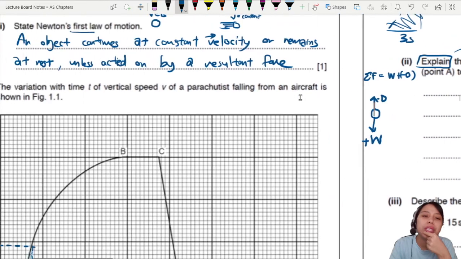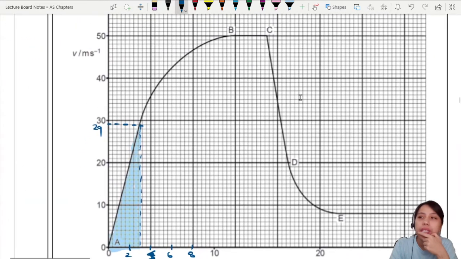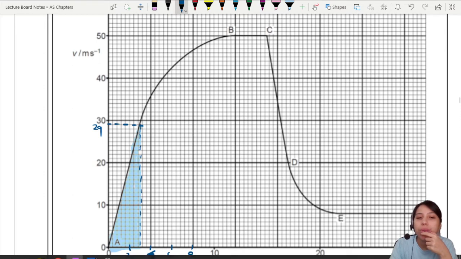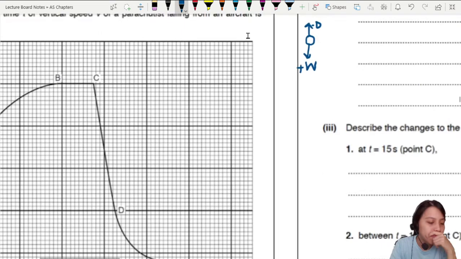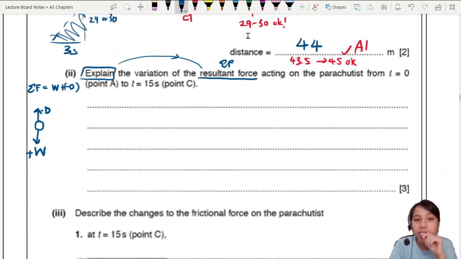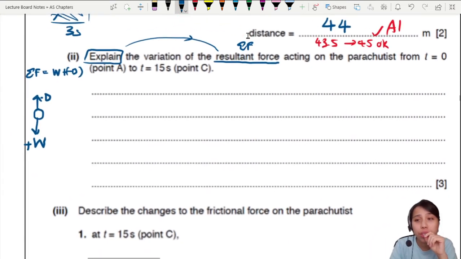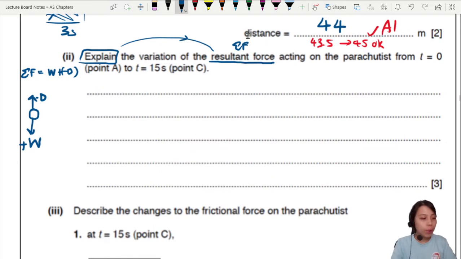Where is A to C? What is happening from A to C? So from A to C, what is the process when you reach terminal velocity? Okay, the one changing is drag force, not weight. Weight is constant. So how can we write this?